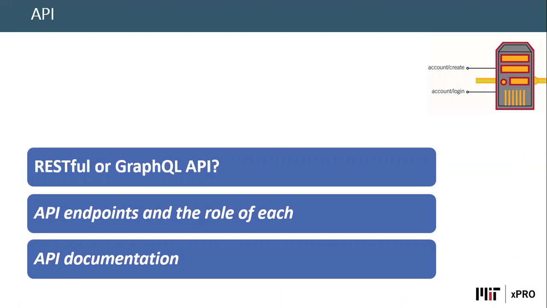Now let's discuss APIs. First, did you use a RESTful or GraphQL API? In this application, a RESTful API is used to fetch account information, login, and other banking data from the database and communicate with the client. Second, describe your API endpoints and explain the role of each.